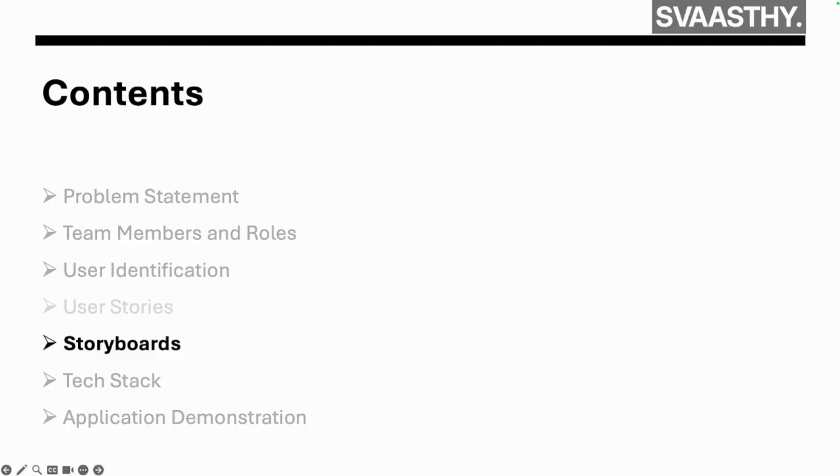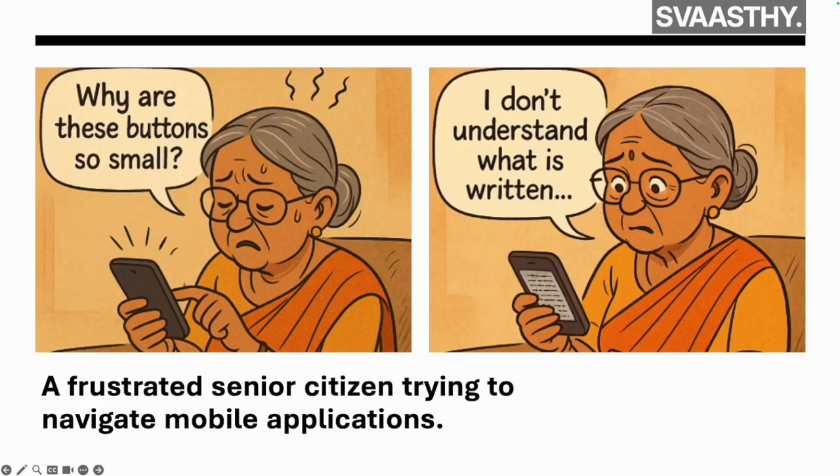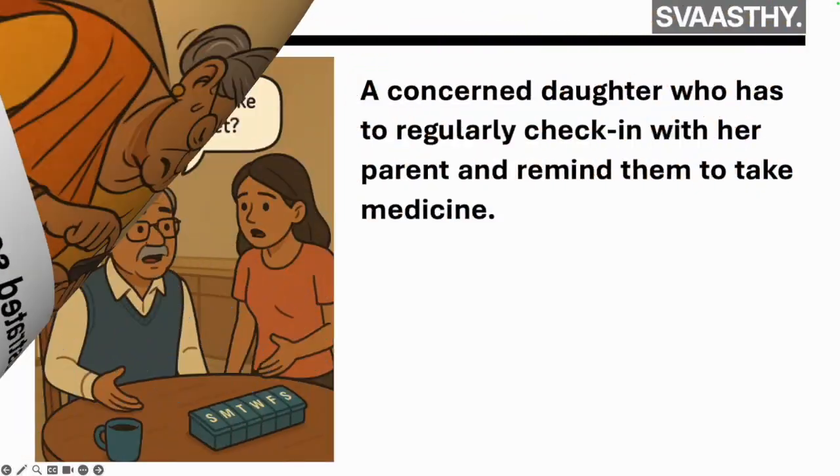So now we will move on to the storyboards. Yeah, so storyboards were also made from the reference of the interviews and the user stories. Here you can see a frustrated senior citizen trying to navigate the mobile phone because the buttons are small or the text is small, so that they can't understand it.